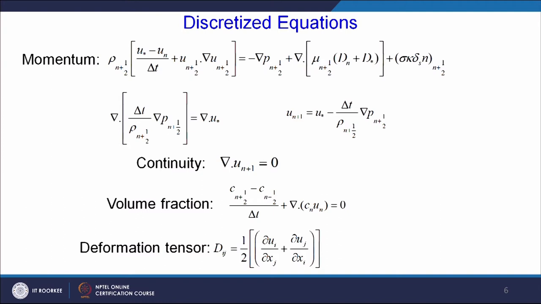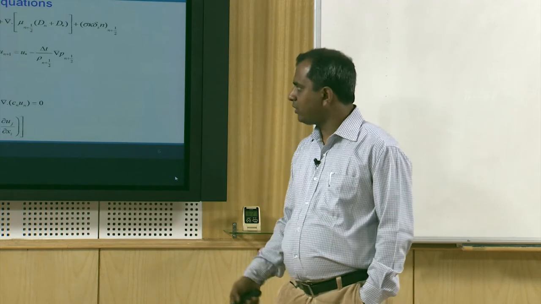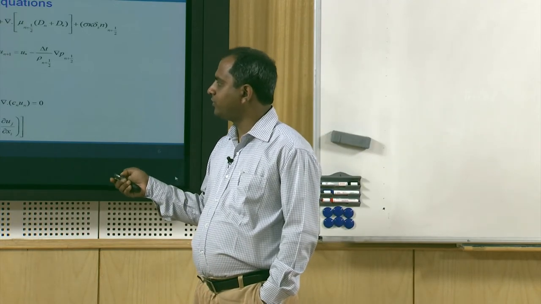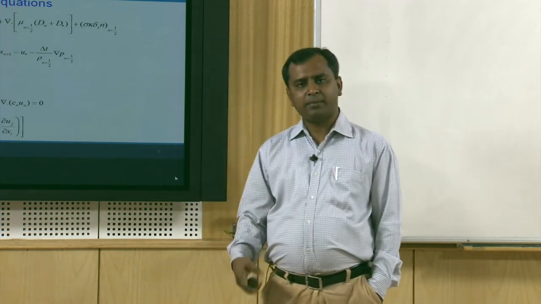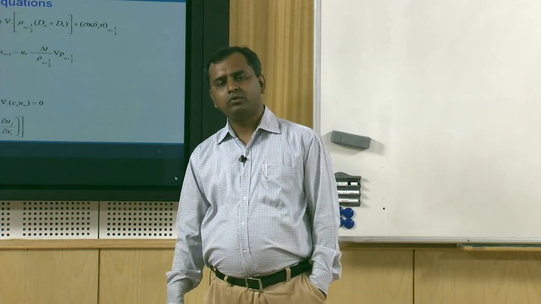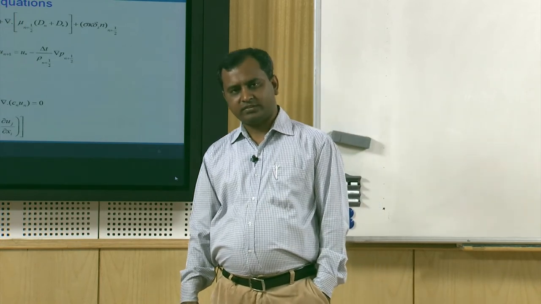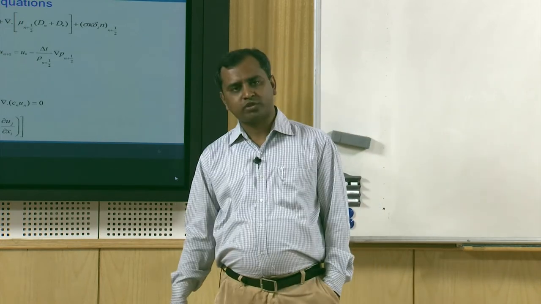So once you get the value of u n plus 1, it is very easy to calculate the value of volume fraction C at n plus half, okay, because all the other values will depend on the present time step or the previous half time step, that means n minus half, okay, and you can get the updated values of C, okay. Once you get the updated values of C, then we have to go for interface reconstruction to calculate the surface tension force. So I will be coming to that portion next.